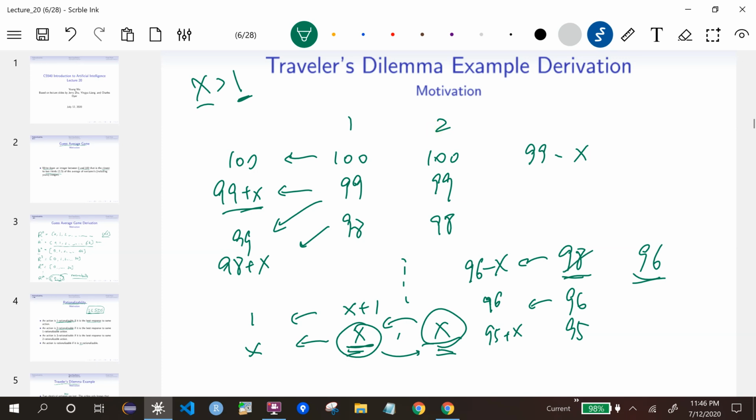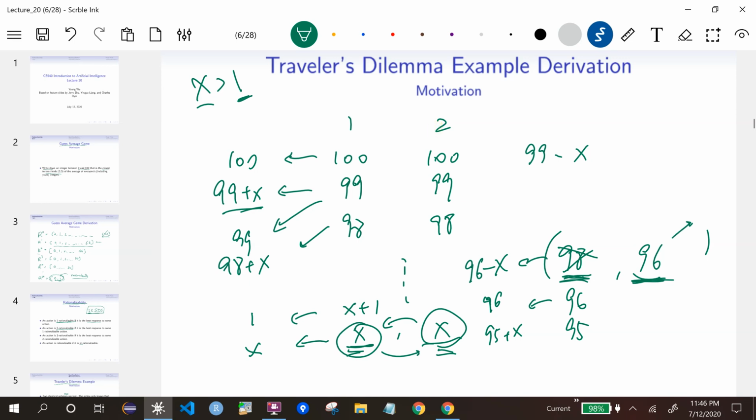So definitely not the best response. So it means already this pair is not a Nash, but let's check the other one as well. Given that I'm reporting 98, would the other player choose 96? And the answer is no.